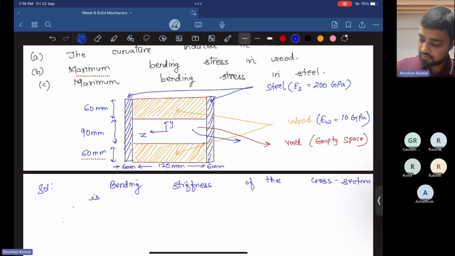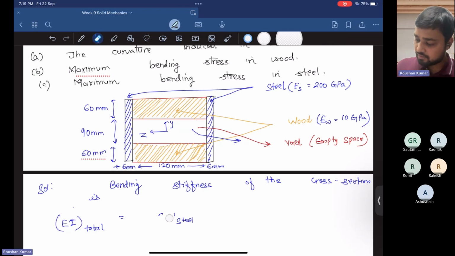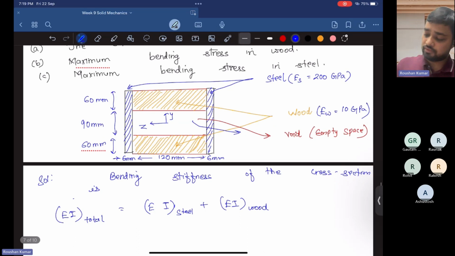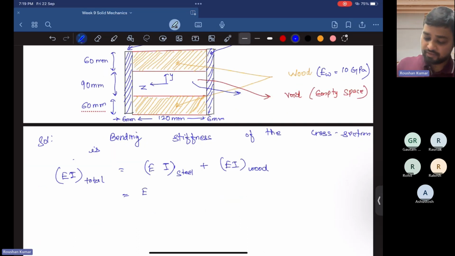So total bending stiffness of the cross section is EI total. We have two materials here, steel and wood. So we have to find the steel bending stiffness. Here you have the steel E and I, both from the steel cross section, and EI of the wood. E of the steel is already mentioned here in the question, E of S, and I of the steel.